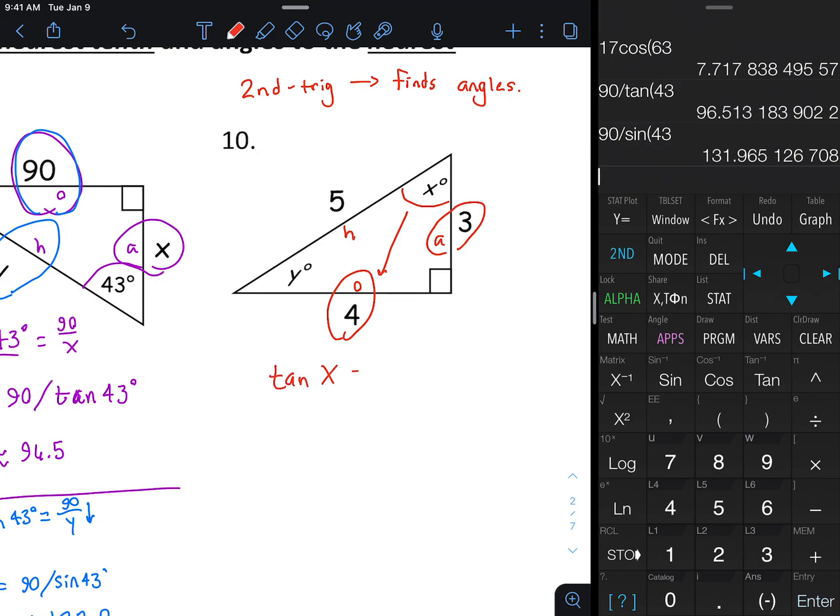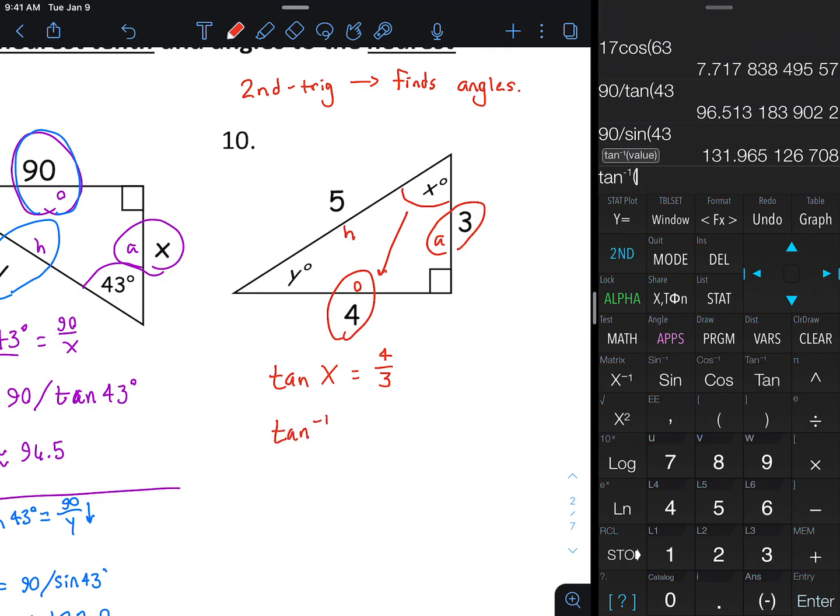But this time we write tangent of x. We don't know the angle. That's what we're trying to find. And that'll equal 4 over 3, or the opposite over the adjacent. Now as far as how you undo or solve for x here, that's where you use the second trig function. What do I mean by second trig? You literally just type the second button and then whatever trig function you're using.